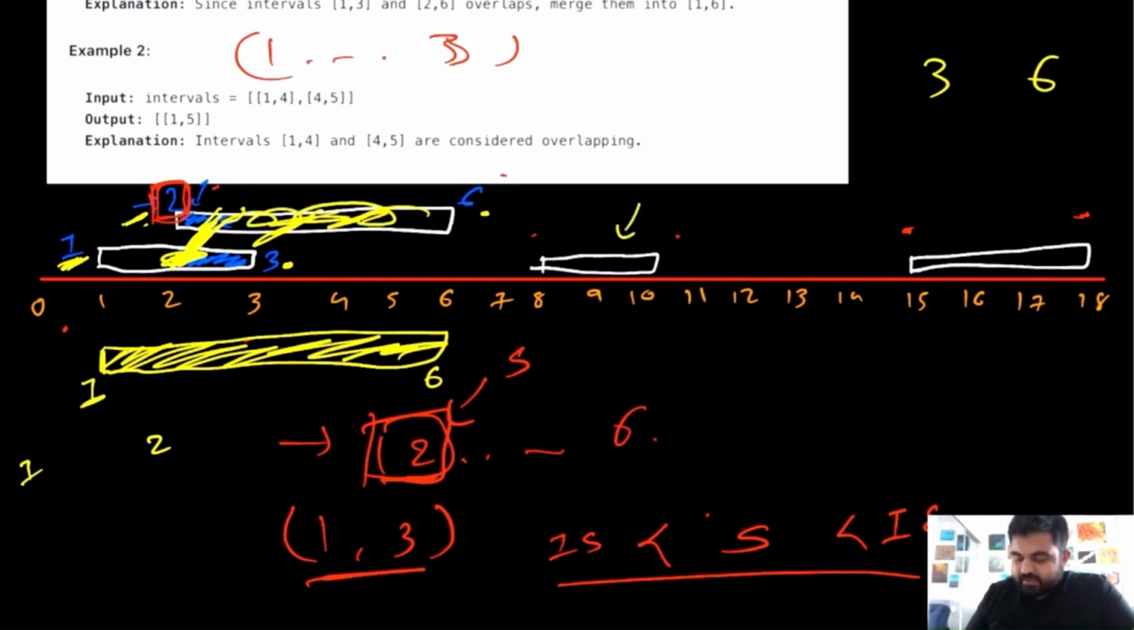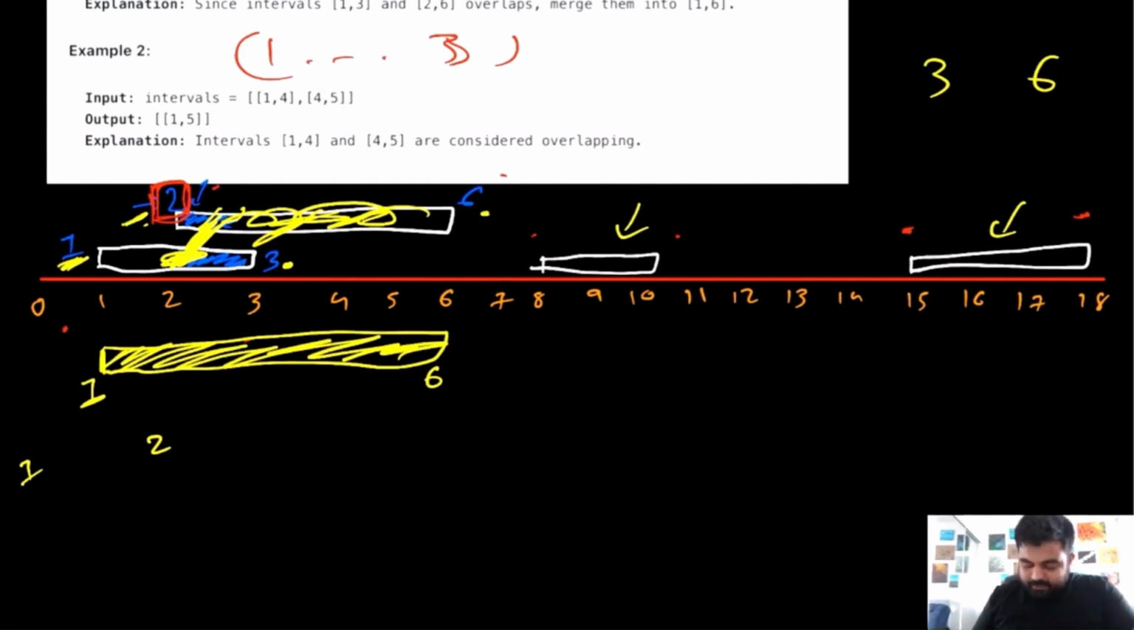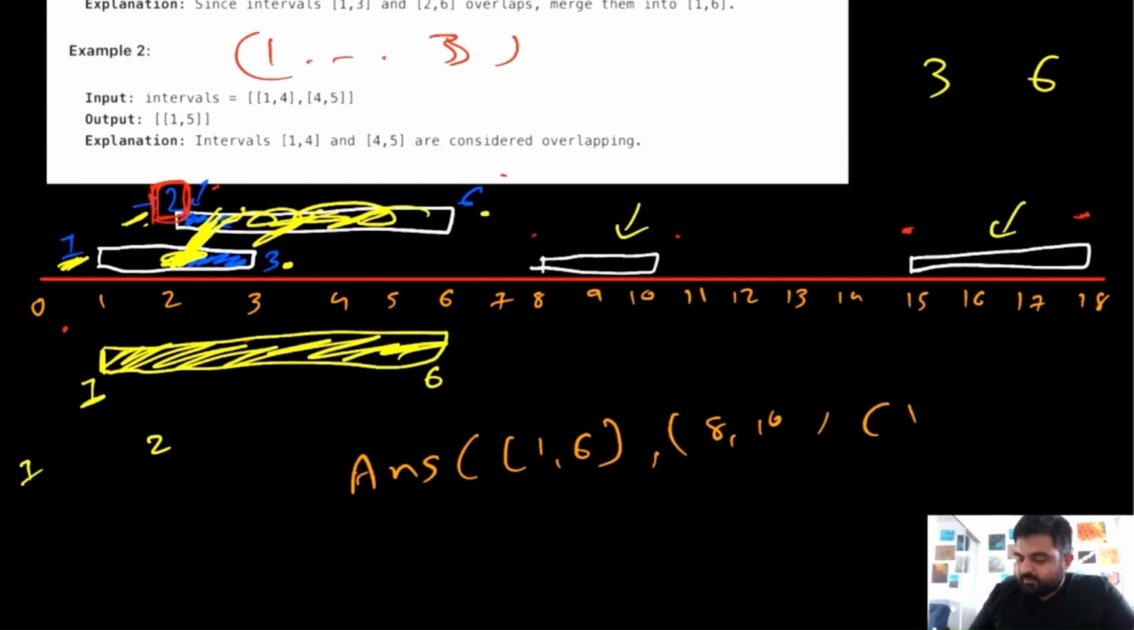And for 8 to 10 and 15 to 18, these two intervals are not causing any kind of overlap, so we can directly put them as they are inside our answer. So if we calculate our answer, it is quite simple. The answer is going to be an interval from 1 to 6, which is the merged interval, the second interval is going to be 8 to 10, and the third interval is going to be 15 to 18. So this would be our solution, and we can simply return this.